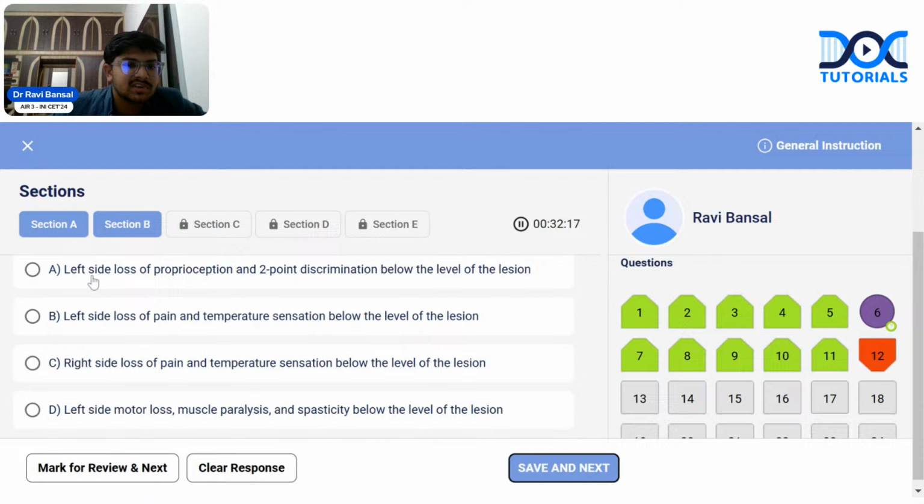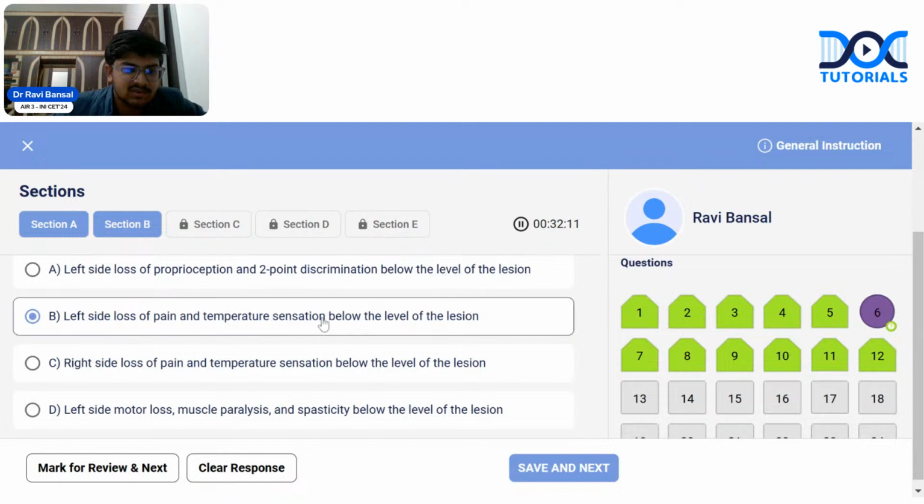So loss of proprioception left side, two-point discrimination. This is correct. These are posterior column, same side. Left side loss of pain and temperature. This is not looking right. Right side loss of pain and temperature. Right side spinothalamic tract will be affected. And left side motor loss, paralysis and spasticity below the level of lesion. So left side motor symptoms. So this is wrong. The other three options are correct.